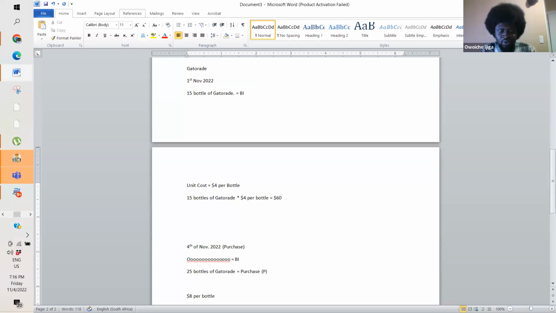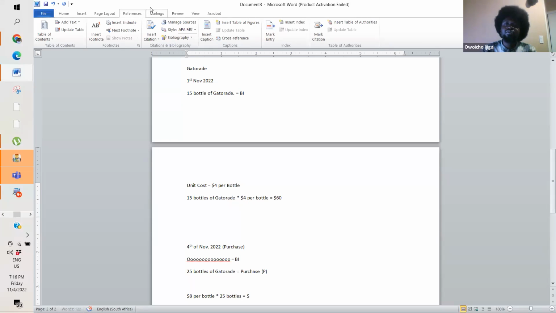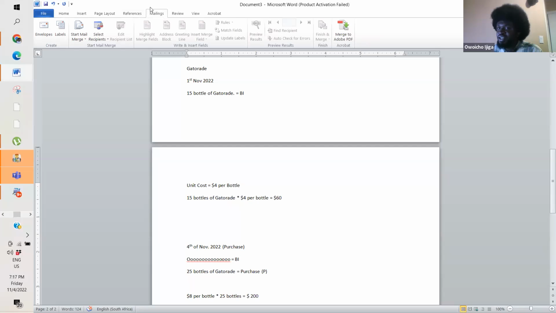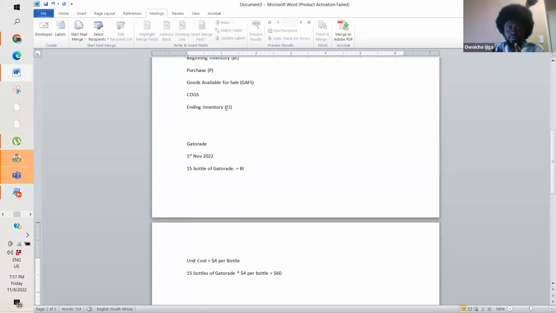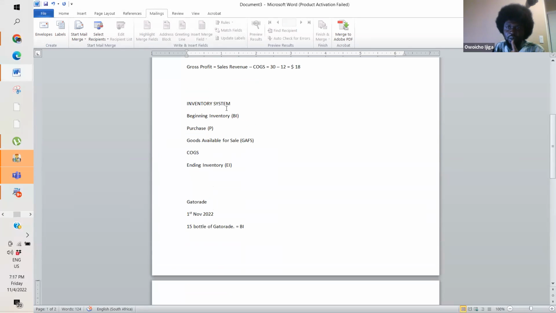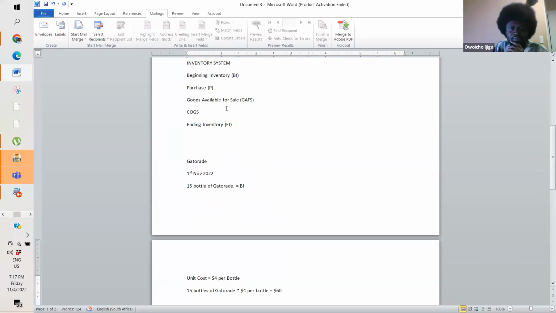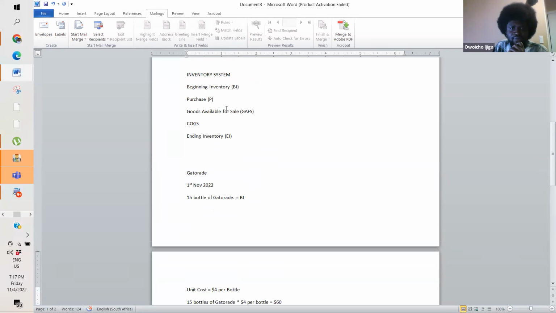And then times 25 bottles, right? That will give me the total amount of cost, 8 times 25, which is $200. That is how much I spent to do the purchase. The purchase becomes P. Okay.